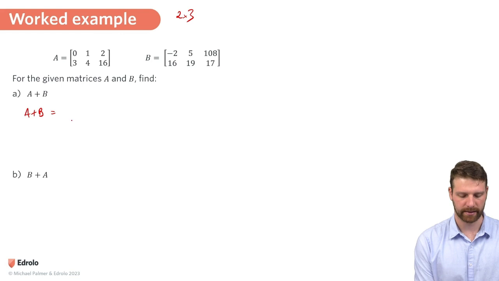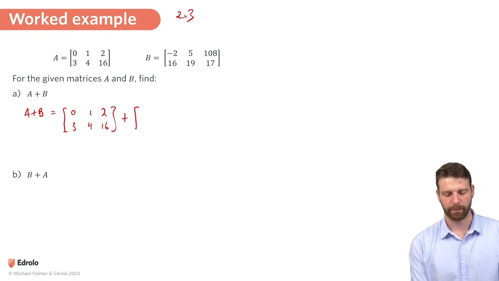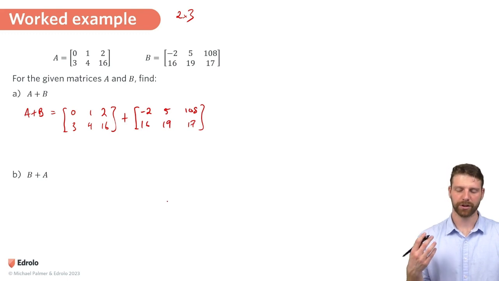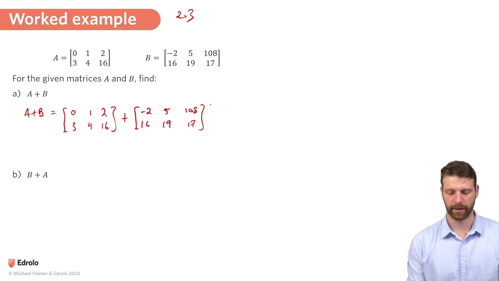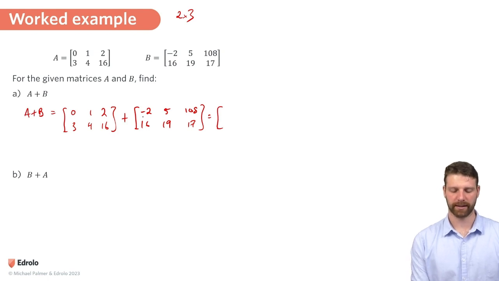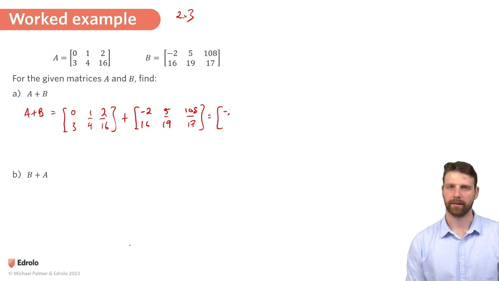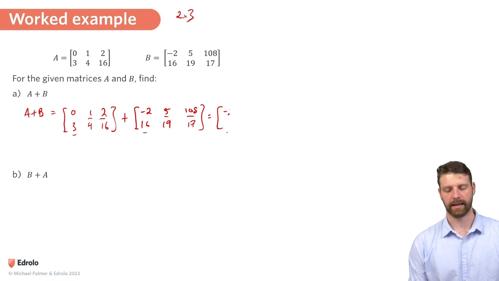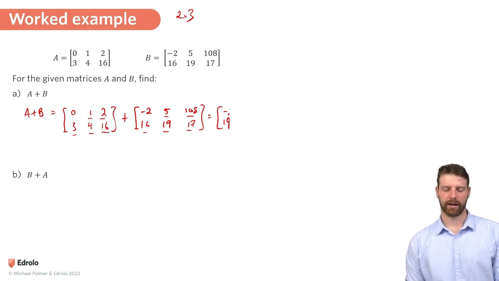So I can write A plus B is equal to 0, 1, 2, 3, 4, 16, plus matrix B. There it is there. So my resulting matrix should be 2 by 3. So I'm going to draw that 2 by 3 shell. And so I've got 0 plus -2. So that should be -2. 1 plus 5 should be 7. And 2 plus 108 should be 110. Okay, next row, let's add them. We've got 3 plus 16, so that should be 19. 4 plus 19, so that should be 23. And 16 plus 17, which I think should be 33.